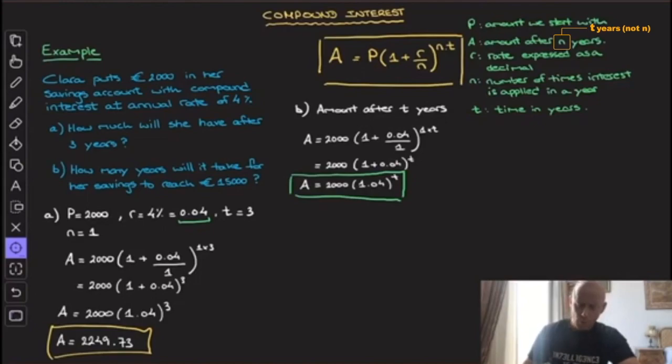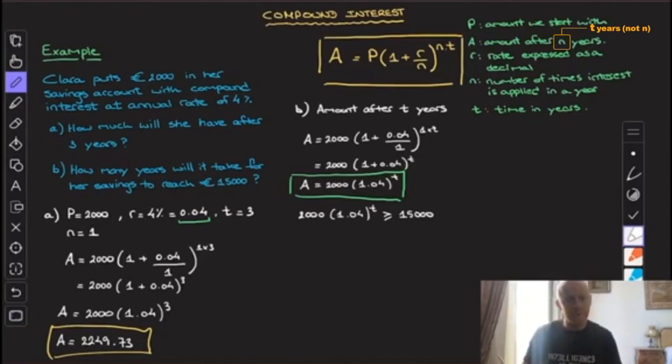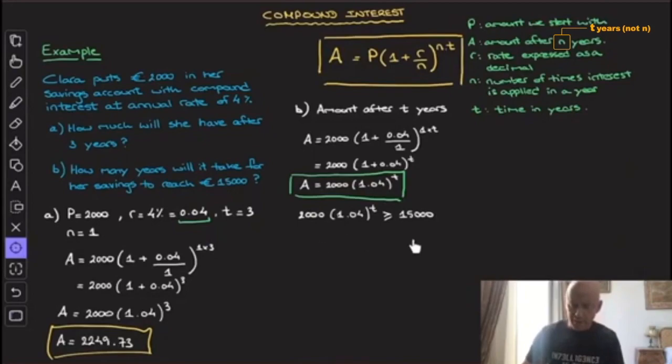Now, what we're trying to figure out here is, when will her savings be greater than or equal to 15,000? Well, to answer that question, we're going to turn this into an inequality. Okay? In other words, what we're really trying to figure out here is, when will 2,000 times 1.04 to the power of t be greater than or equal to 15,000? Yep. That's what we're trying to solve. Now we can do that. Okay, we can go ahead and rearrange this a bit.